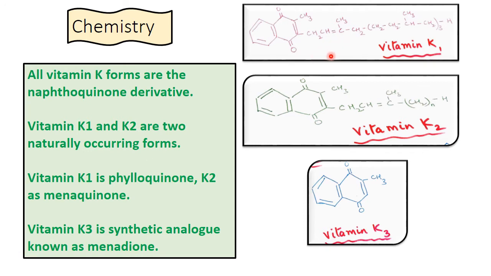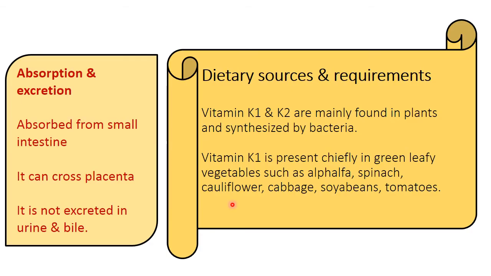Structures you can see here: vitamin K1 has a long chain, and the difference is the shortening of this aliphatic chain, and vitamin K3 is the synthetic form.